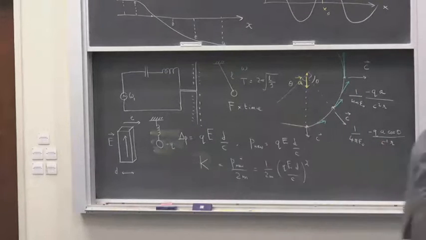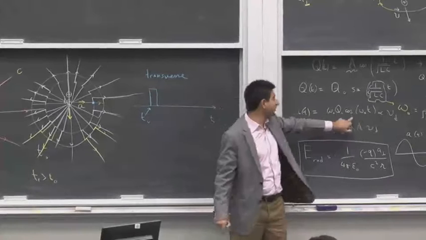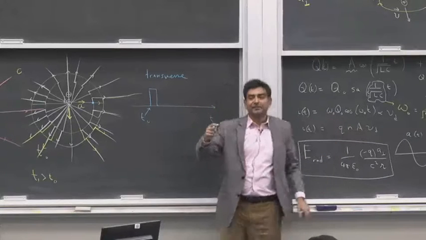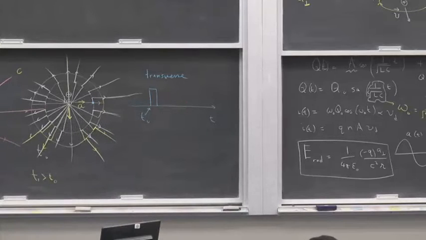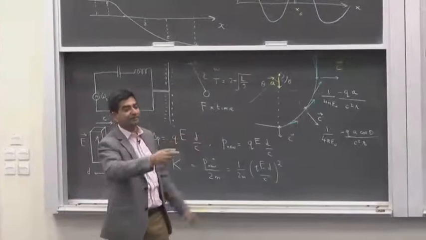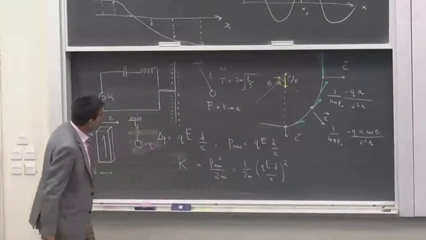Remember that this is speed. Acceleration will be the derivative of this. You'll get an omega squared here. So higher frequencies will be re-radiated more. That's why the sky is blue, because blue is at a higher frequency than the rest of the colors of light. Anyway, so energy is transferred.